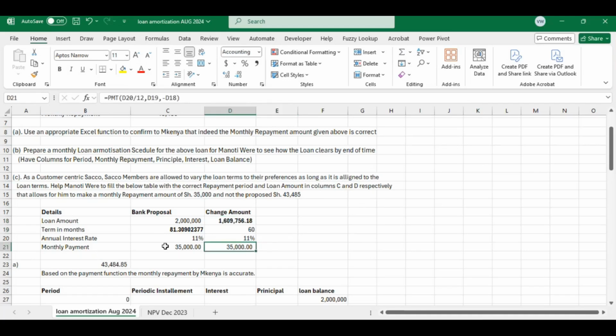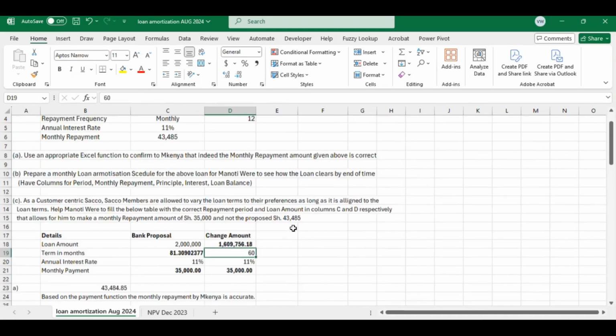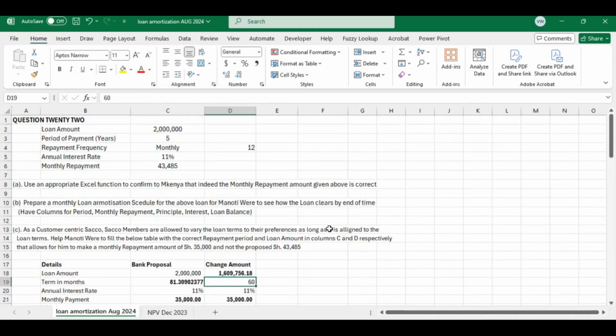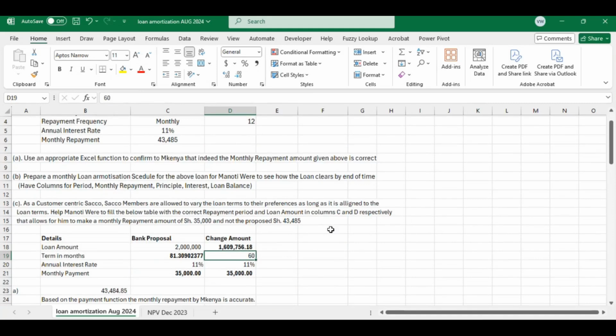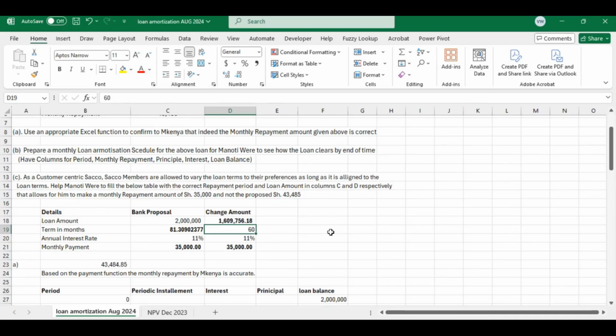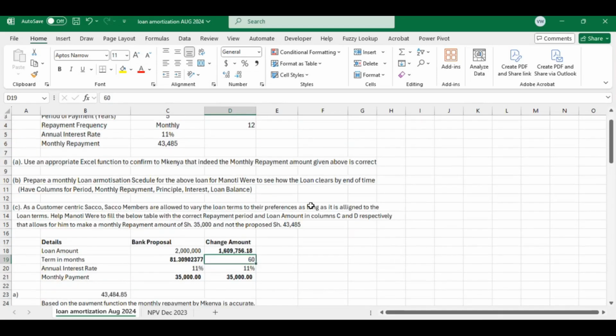And that is how we can use the goal seek. We've maintained a monthly repayment of 35,000. So he has two options. If he wants to maintain 35,000, assuming the interest rate does not change, then he can either borrow 2 million and pay it for 81 months, or he can reduce the amount from 2 million to 1.6 million and still pay it within 60 months. So this is how we use the goal seek tool to set a particular cell to a value that we want. This was a question in the last sitting's exam, and that is how you go about it.